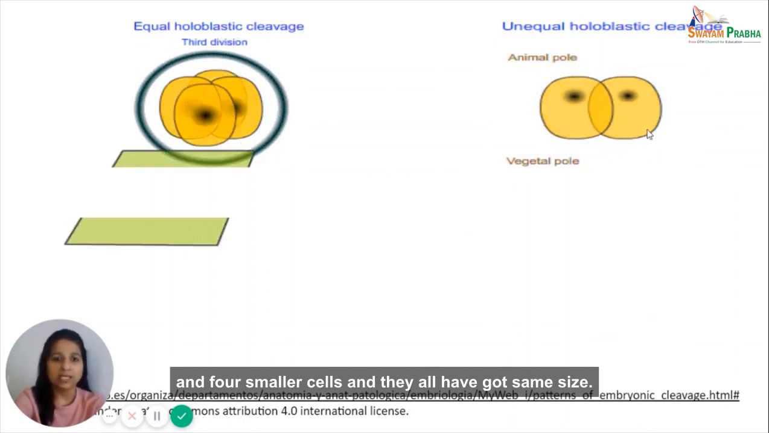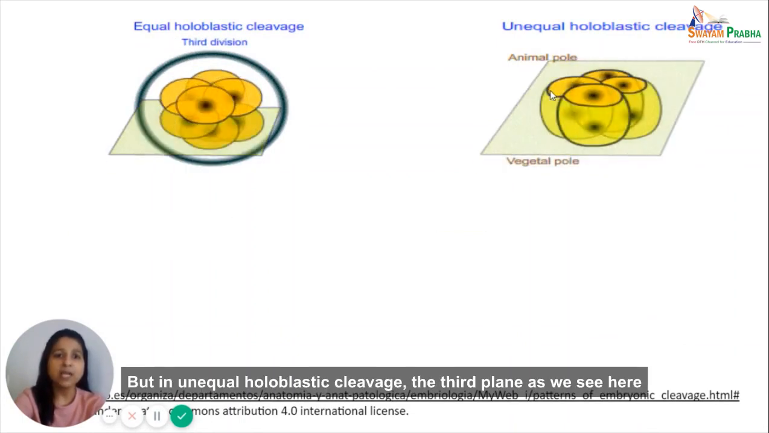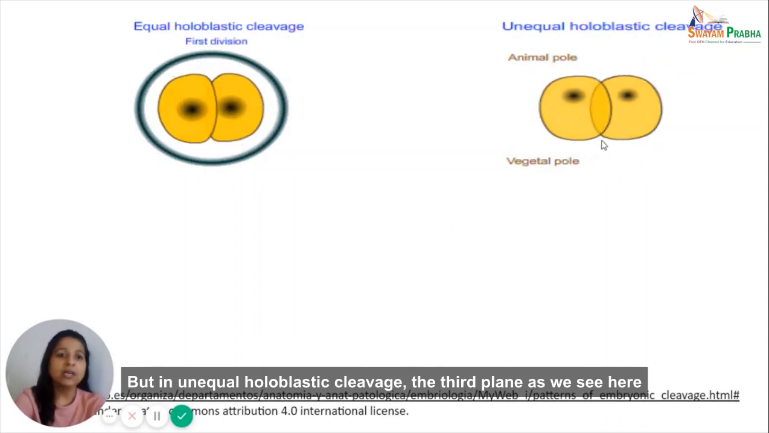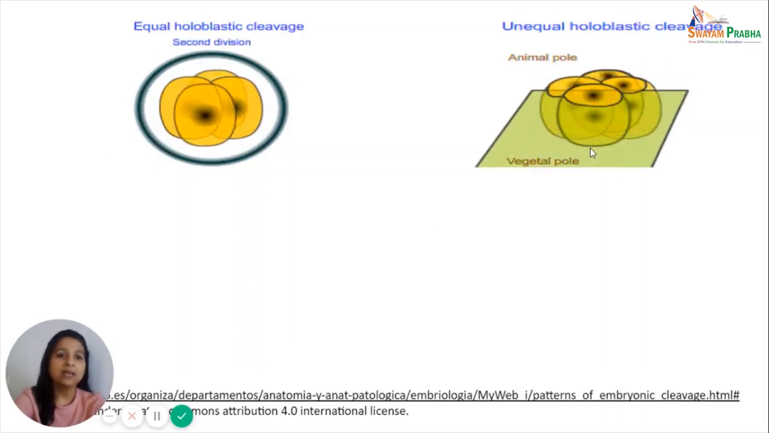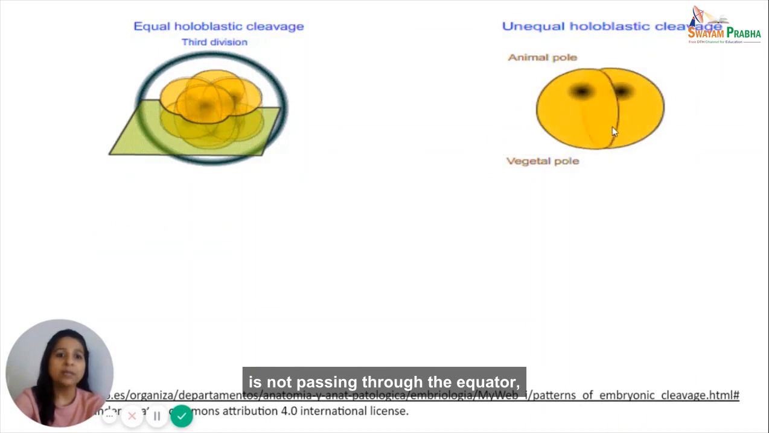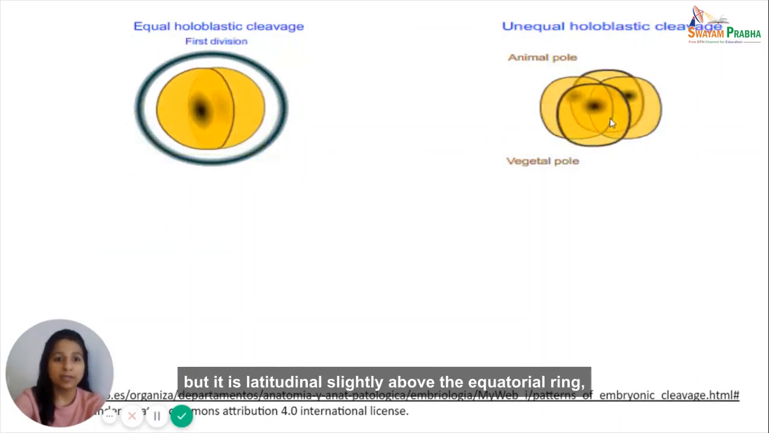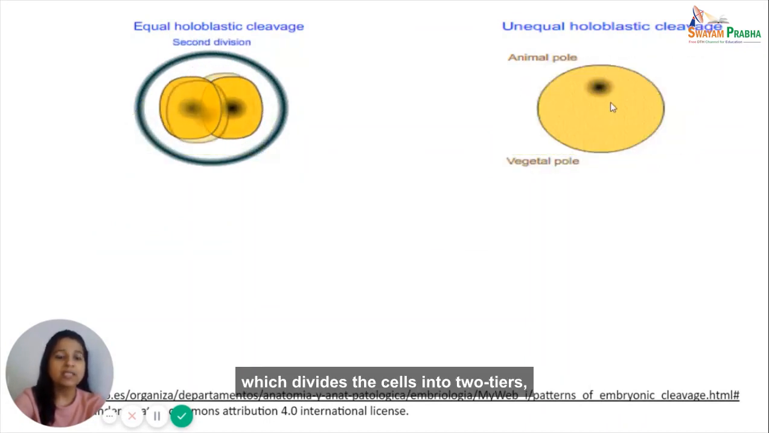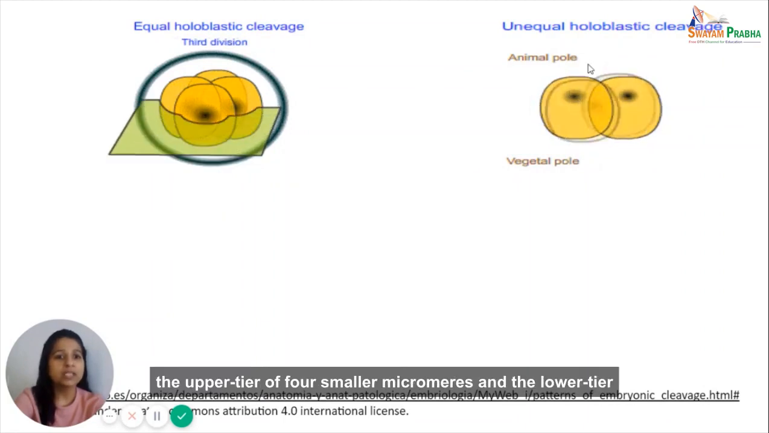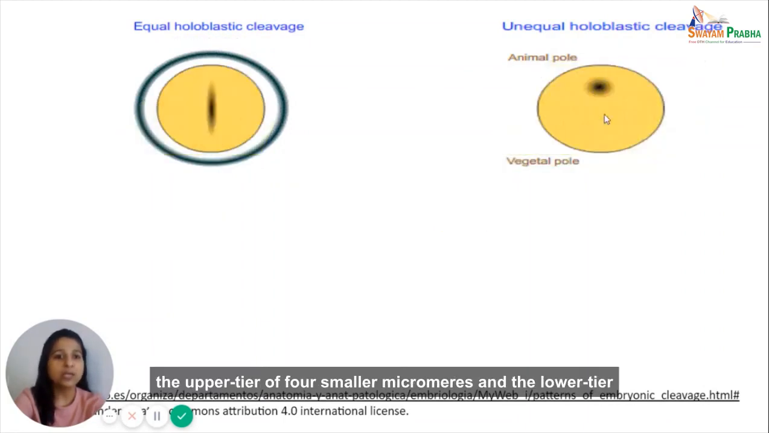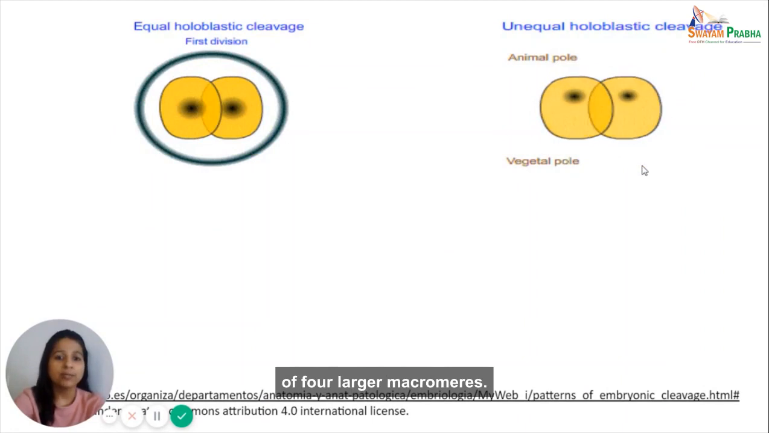got the same size. But in unequal holoblastic cleavage, the third plane, as we see here, is not passing through the equator, but it is latitudinal, slightly above the equatorial plane, which divides the cells into two tiers, the upper tier of 4 smaller micromeres and the lower tier of 4 larger macromeres.